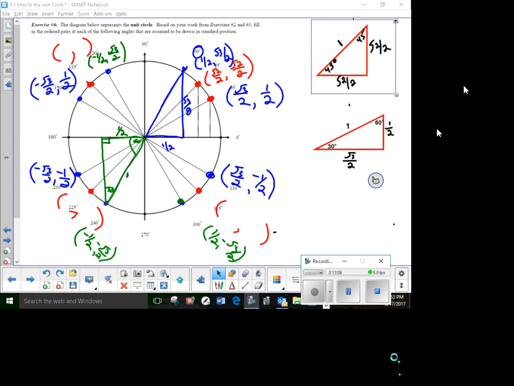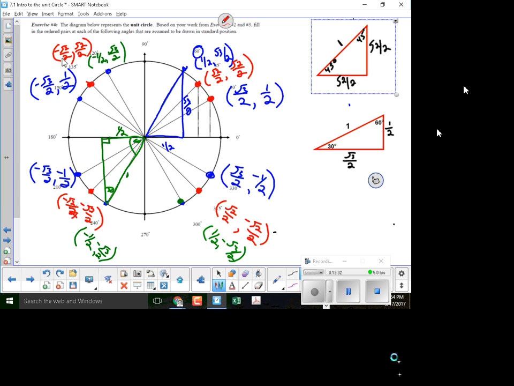Let's check our work. Now, you know they're all going to be rad 2 over 2 and rad 2 over 2 because they're 45-degree angles. So this one's going to have a negative x coordinate, negative rad 2 over 2, but a positive y. This one's going to have both negative. And this one's going to be a positive x, and then negative y.